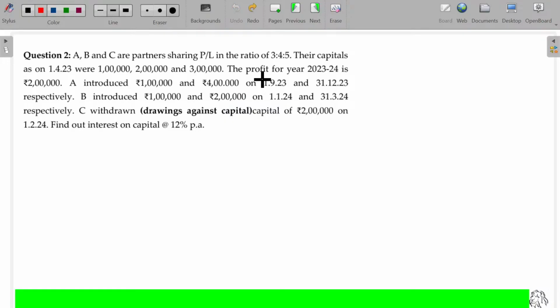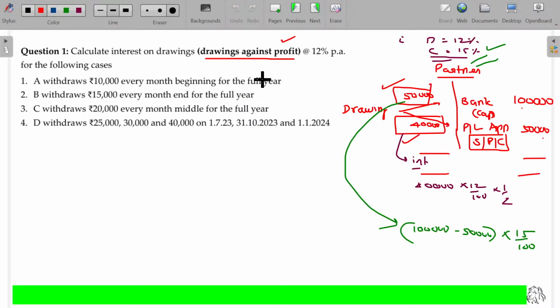You have to understand the small difference between the two types of drawings: drawings out of the profit and drawings out of the capital. In case of drawings against profit, you can calculate the interest on drawings as usual, as we have done earlier. In case of drawings against capital, from the capital you subtract the drawings. For the balance amount, you have to calculate interest on capital.